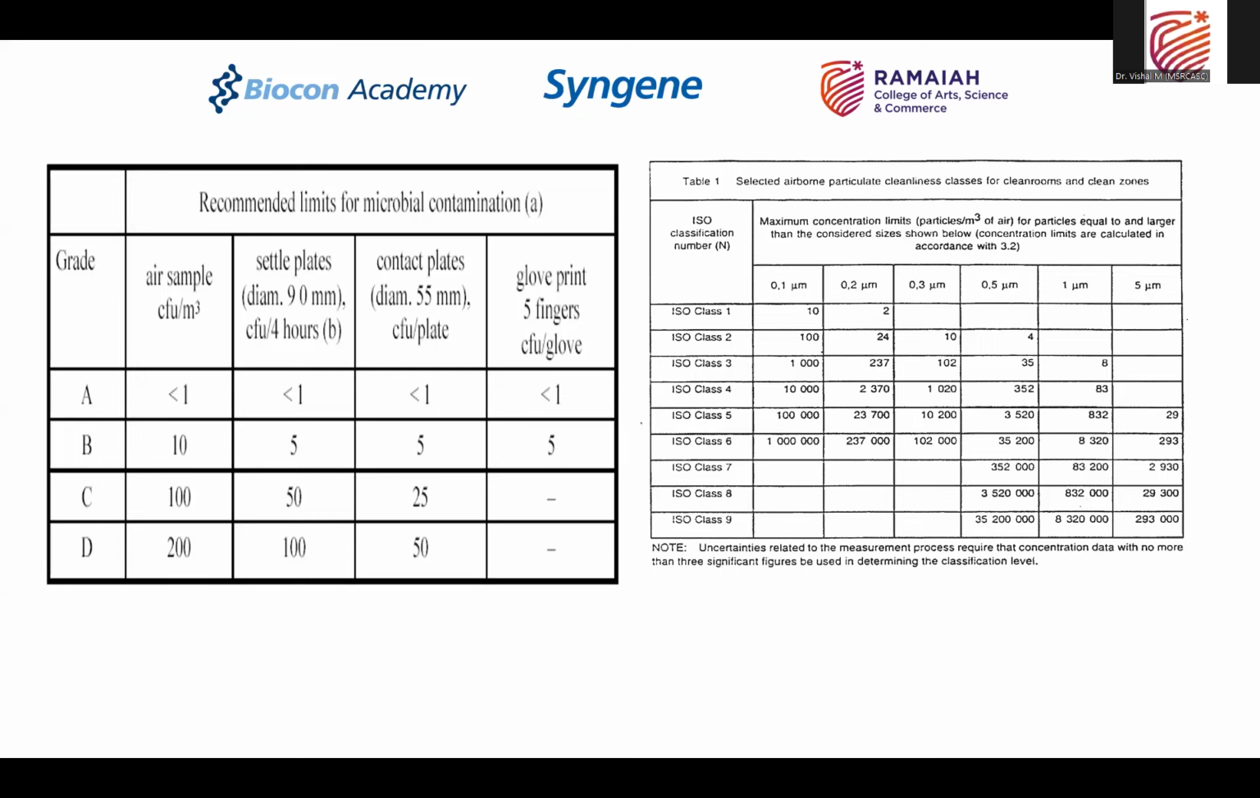And contact plate, and even when you're wearing gloves. After you wear the gloves, after you work or during your working process, the 5-finger gloves, just press them on a media plate, and check for the colonies. So even after wearing gloves, there is a probability of contamination. Okay, and these are all the ISO standards. So ISO class 1, class 2, class 3 up to class 9. What are the concentration limits? You can just go through them in the slide.